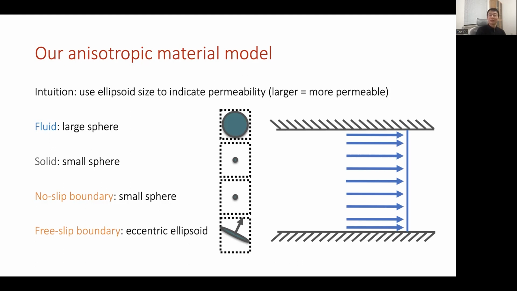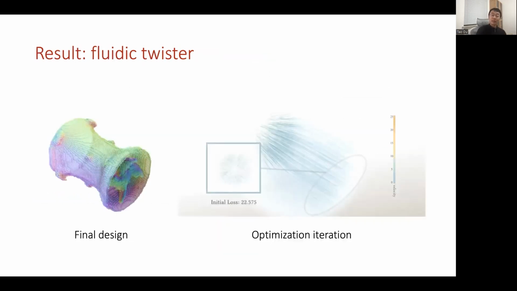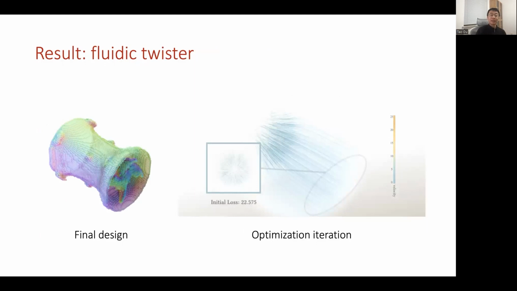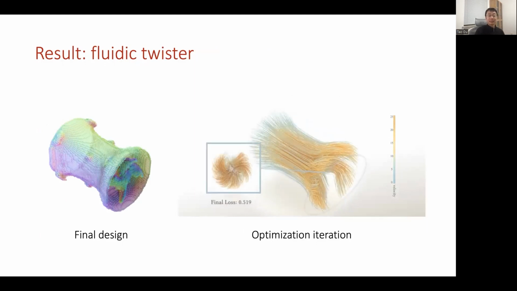And building on top of that, we are able to run standard topology optimization algorithms and come up with some interesting designs. So let me show one of the 5 or 6 examples from this paper. This is a fluidic device called fluidic twister in our example. And on the left, what we see is the final design.